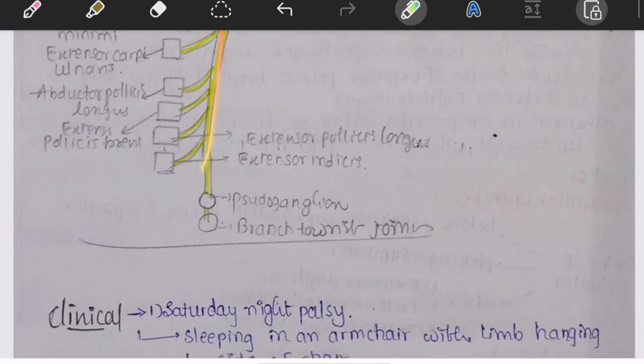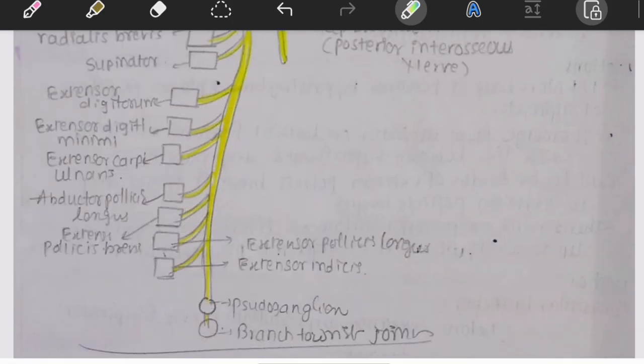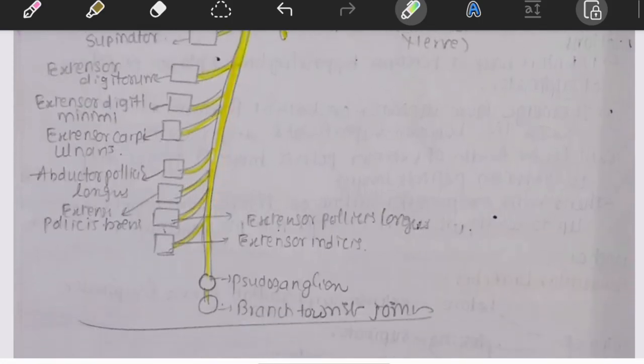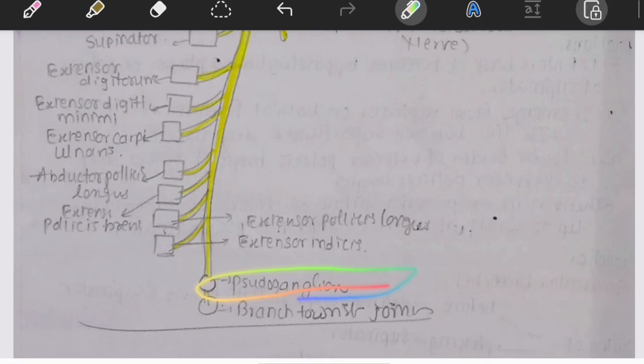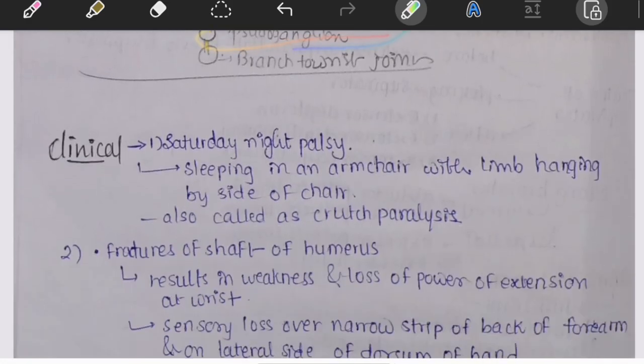In the forearm, not the hand, forearm muscles are there, and it ends in the pseudoganglion. And the clinical anatomy is the most important.